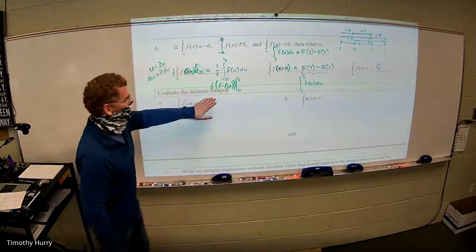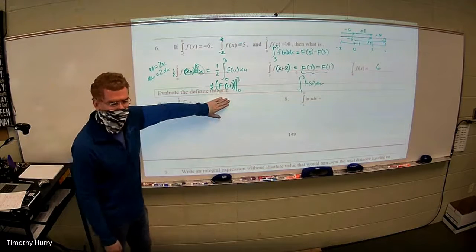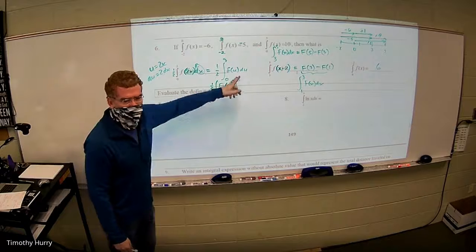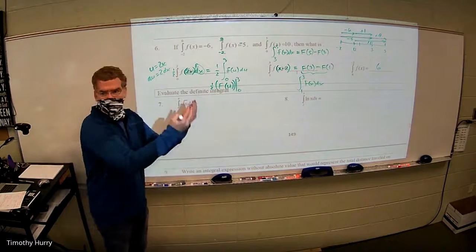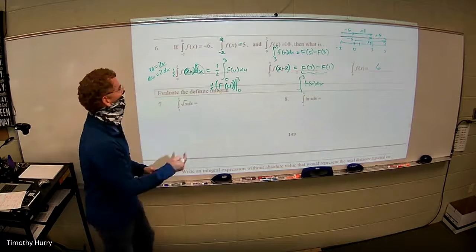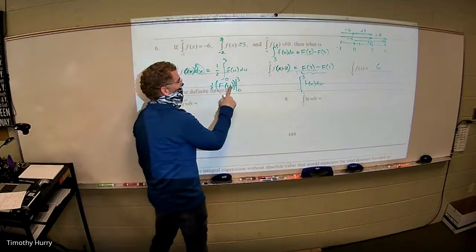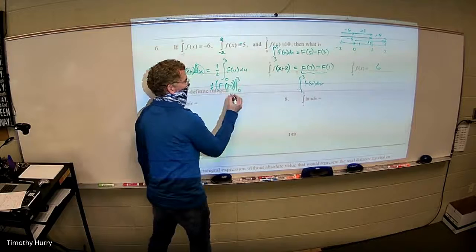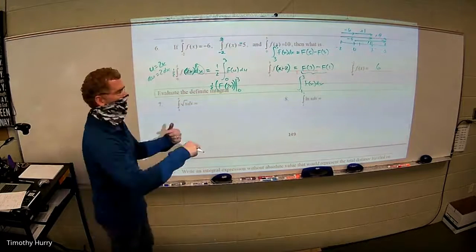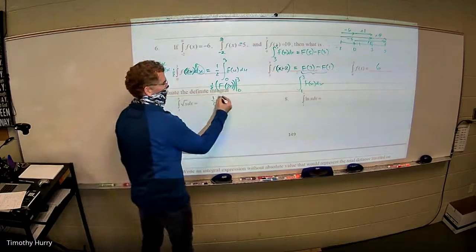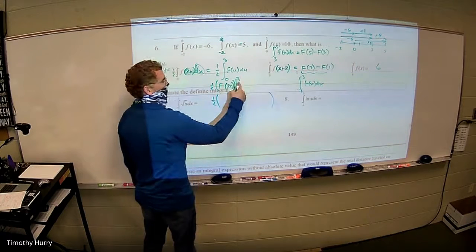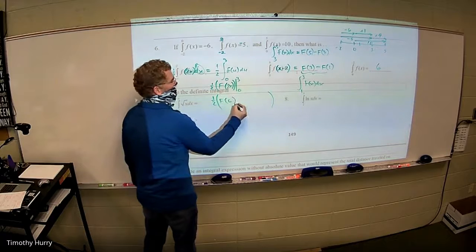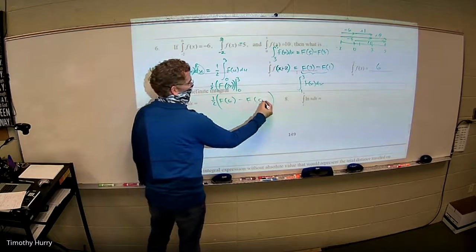Right here, stay with me. I can't just plug a 3 and a 0 in because that's not back to where I was. What do I have to do? Replace that with a 2x. So what do I end up with? 1/2 of F of 6 minus F of 0.